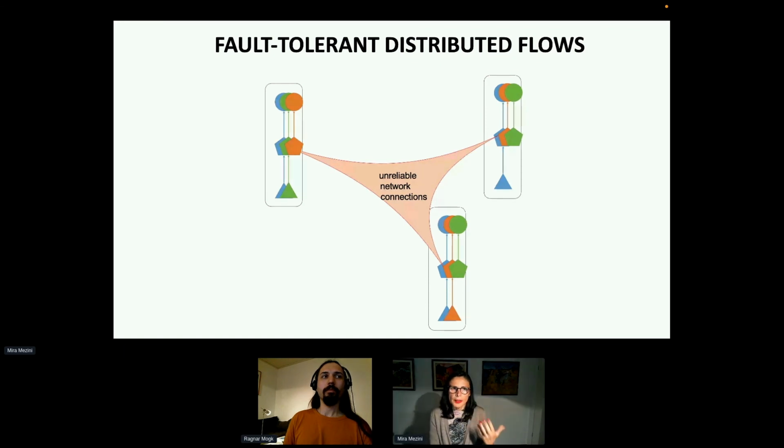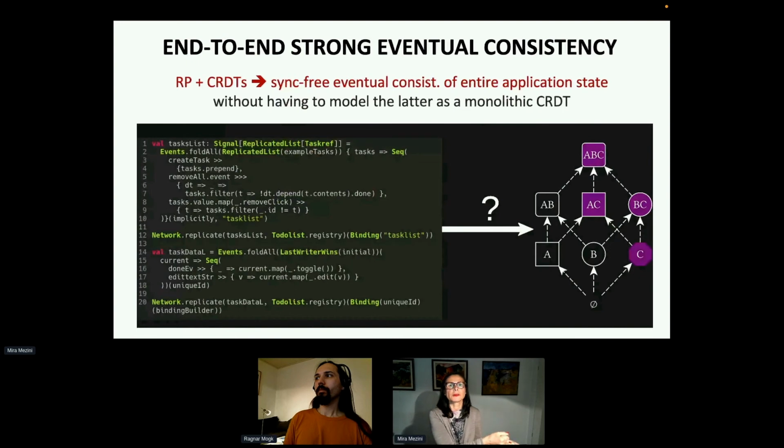Now, the combination of the reactive programming features and CRDTs gives us synchronization-free eventual consistency of the entire application state without having to model the application state as a monolithic CRDT. So in a typical REScala application, there are several CRDTs, and in order for state changes of related CRDTs to retain causality, they need to happen as if this was an atomic operation.